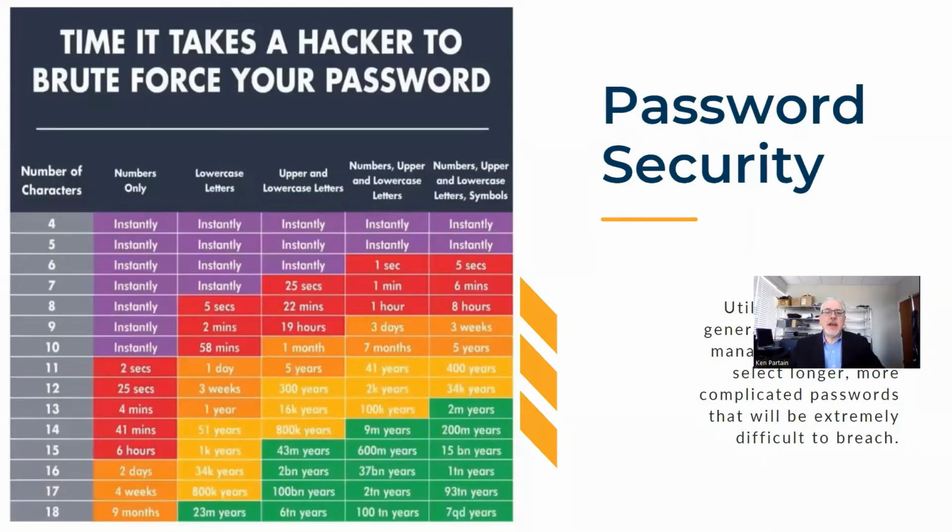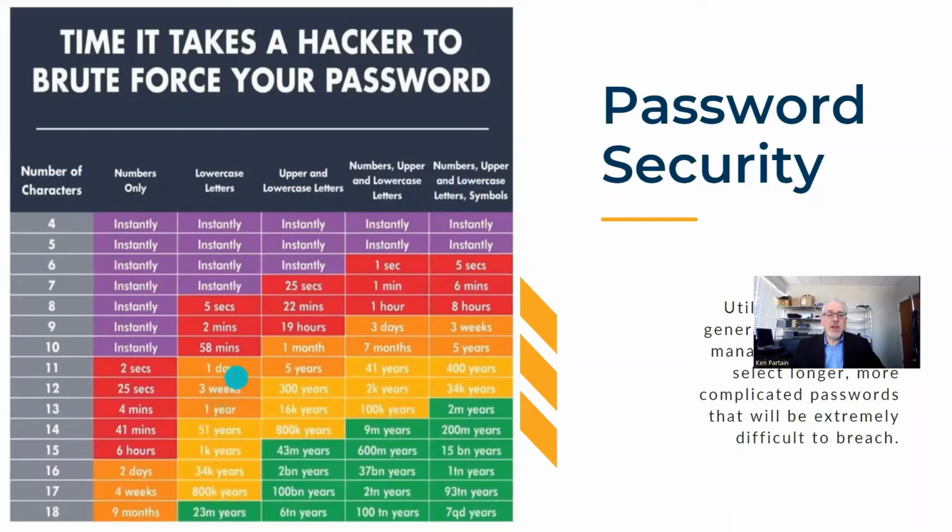So let's take a look at this graphic for just a minute. This is something I found. A colleague shared this on LinkedIn a little while back, maybe last week or something. But anyway, here we can see the number of characters in a password, so 4, 5, 6 on down to 18, and how quickly they can be brute force attacked or guessed, with numbers only, with lowercase letters, upper and lowercase letters, numbers, upper and lowercase letters, and then finally numbers, upper and lowercase letters, and symbols or special characters.